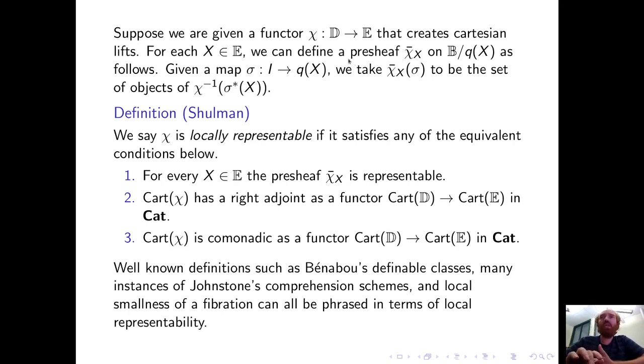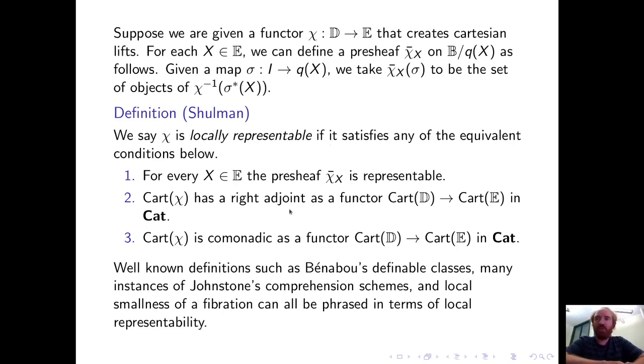So given X in E, we define the presheaf chi bar X on the slice category B over Q of X as follows. We take an object of the slice category, so this is the map I to Q of X, sigma, and then we take chi bar of X at sigma to be the set of objects in the fibre over I of chi of the re-indexing along sigma of X. And then we say chi is locally representable if every such presheaf is representable.